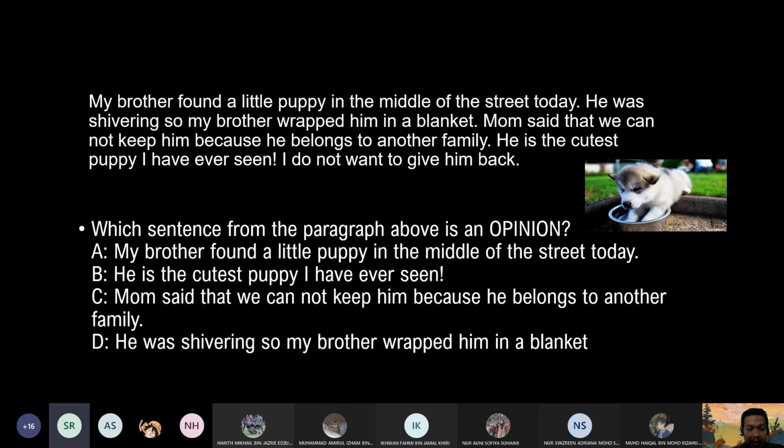A, my brother found a little puppy in the middle of the street today. I think this is fact. Okay, and then B, he is the cutest puppy I have ever seen. Is it opinion or fact? Opinion, sir. Yes, this is actually opinion.